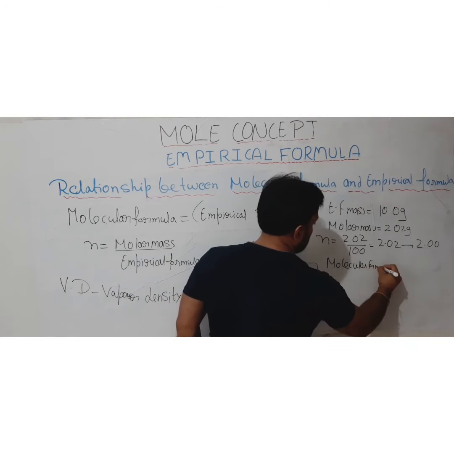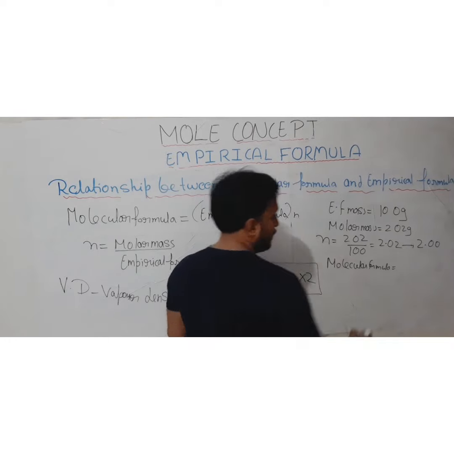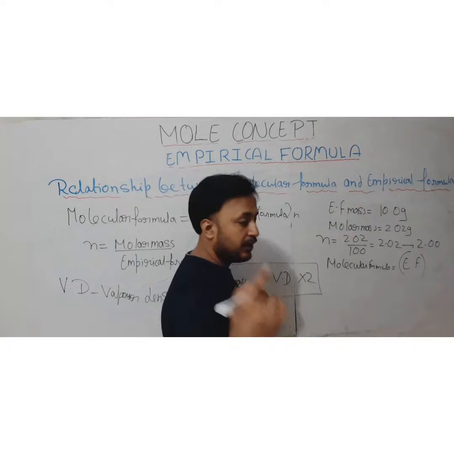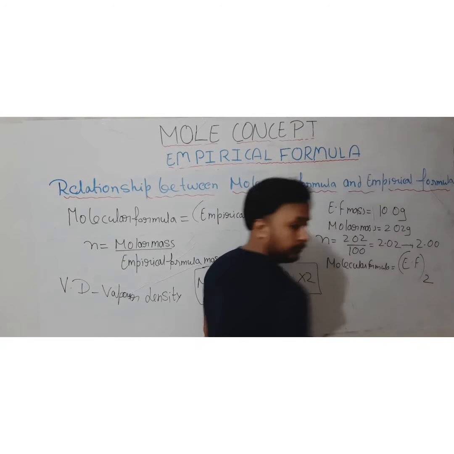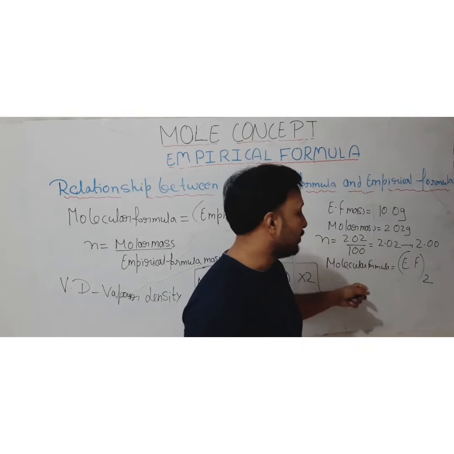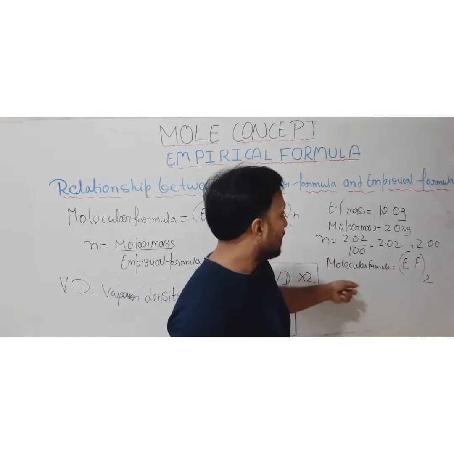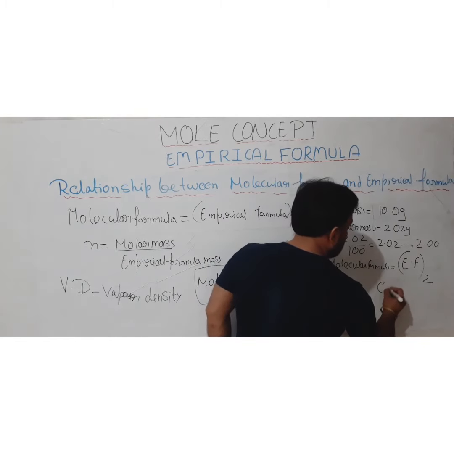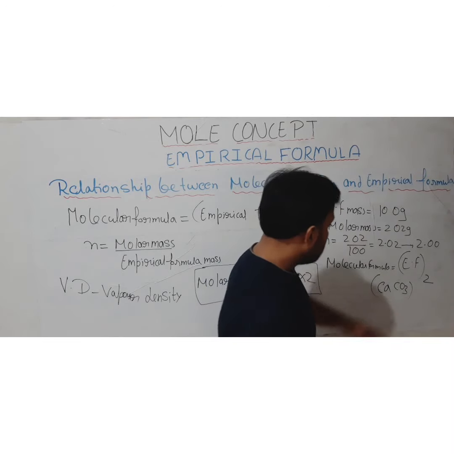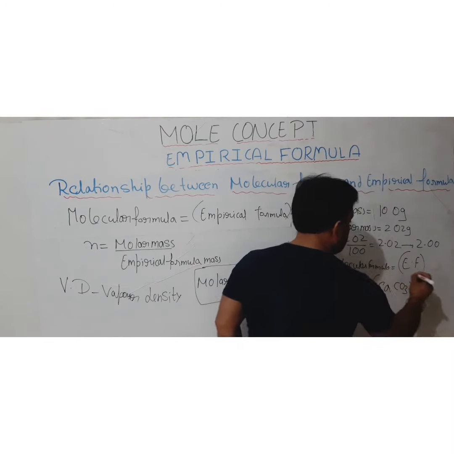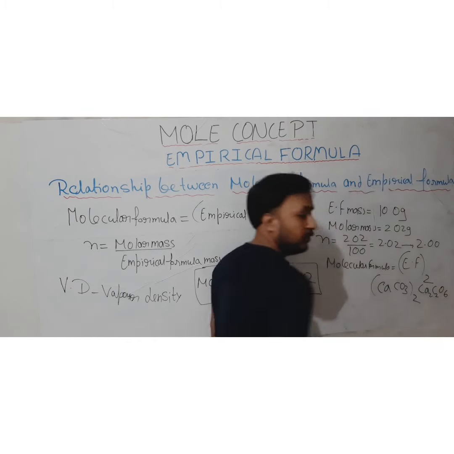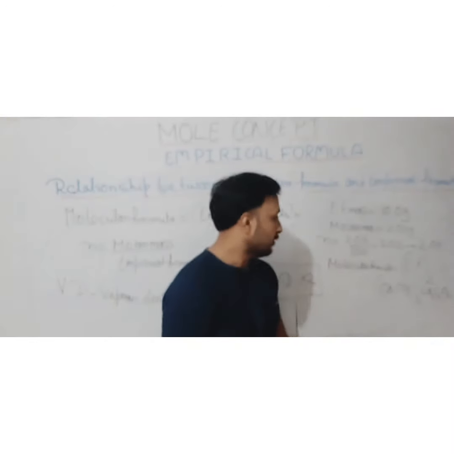Now the molecular formula of the substance: whatever empirical formula (E.F.) of the substance you have already calculated, multiplied with 2. When you multiply it with 2, you can easily find the molecular formula. Suppose the empirical formula is CaCO3, then you multiply it with 2. So what does it become? It becomes Ca2C2O6. So that is how you can calculate the molecular formula.